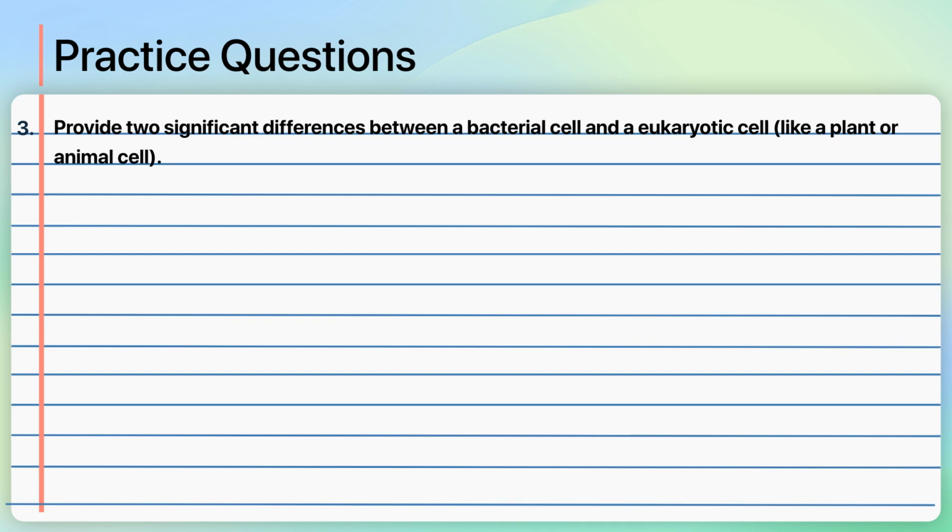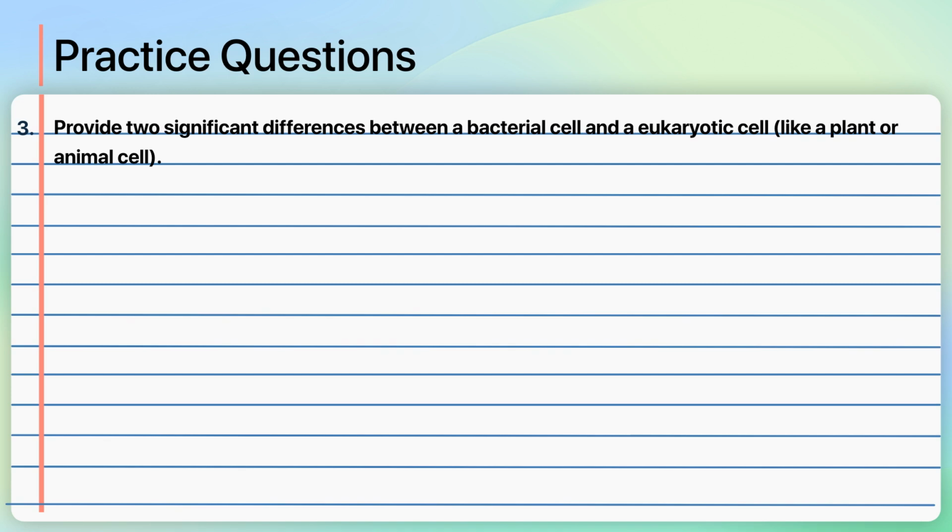Let's take a look at our third and final question. Provide two significant differences between a bacterial cell and a eukaryotic cell, such as a plant or animal cell. Pause here to have a go. Now, let's take a look at an example answer.